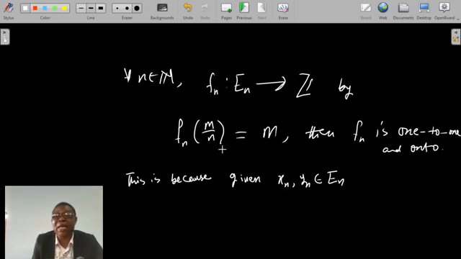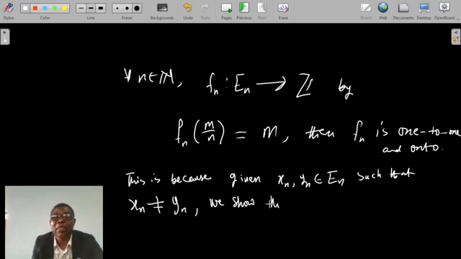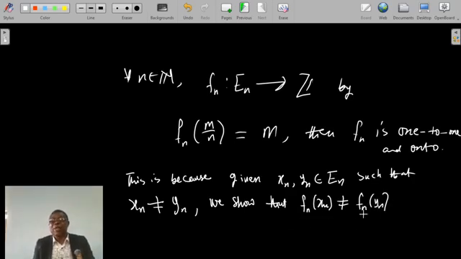So if we take Xn, Yn in En such that Xn is not equal to Yn, we show that Fn of Xn is not equal to Fn of Yn. Once we're able to establish this, it means that for each n in the set of natural numbers, Fn is 1 to 1 because distinct elements will have distinct images.